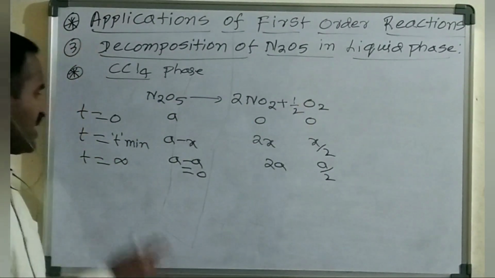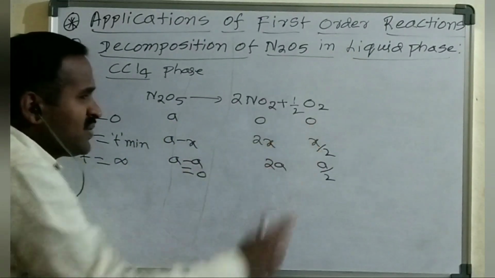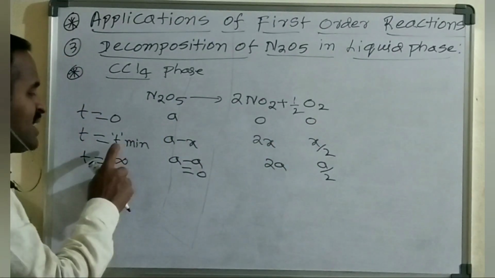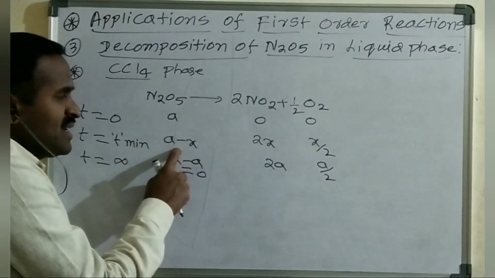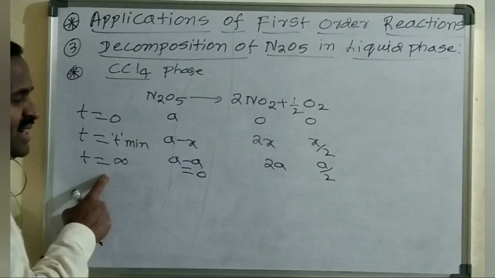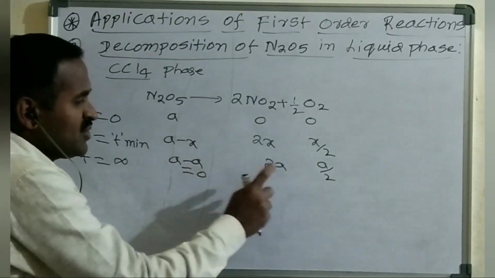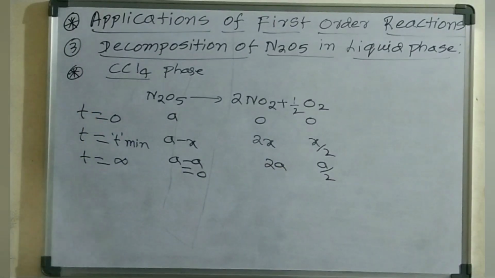of O2. At a particular time t equals 0, the initial concentration is a, and the products are 0 and 0. At a particular time t minutes, this is a minus x, and 2x and x by 2. At a finite time, you will get that N2O5 is completely consumed. This will become 0, 2a and a by 2, right?